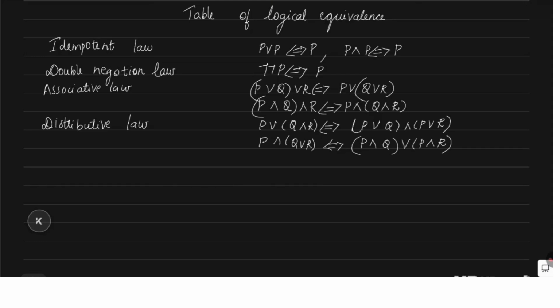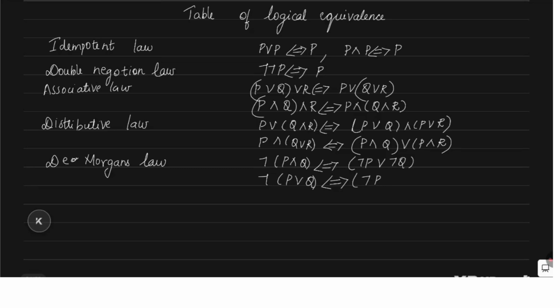Next one, the important one, is De Morgan's law. Not of (P and Q): when the not is taken inside, it becomes not P or not Q. Next one, not of (P or Q): this would be not P and not Q.